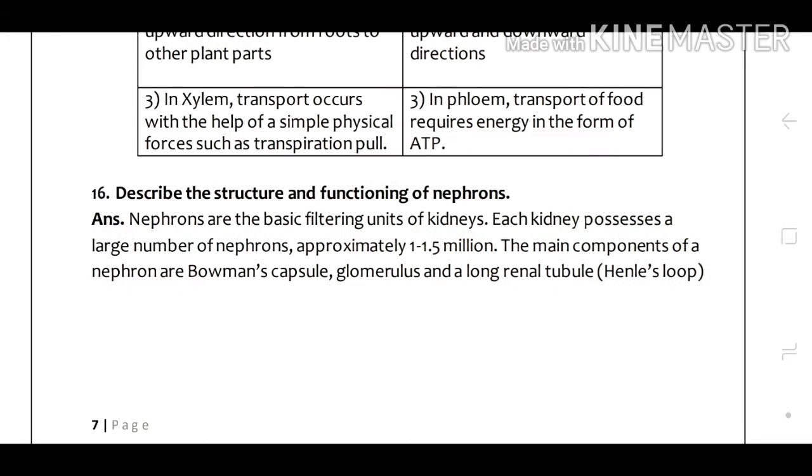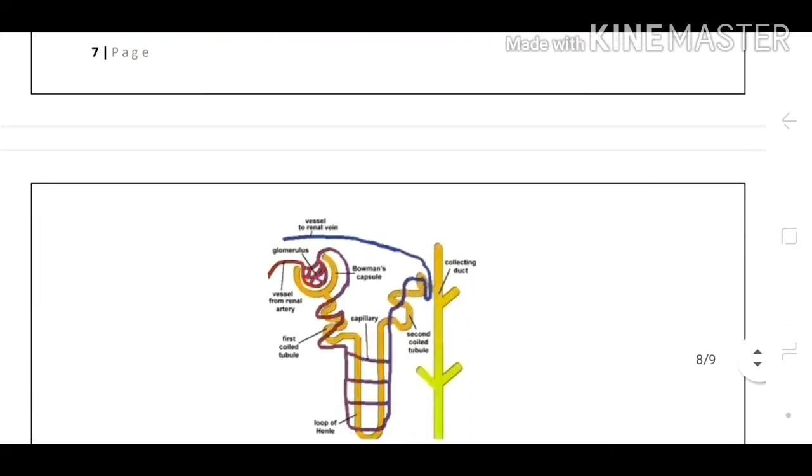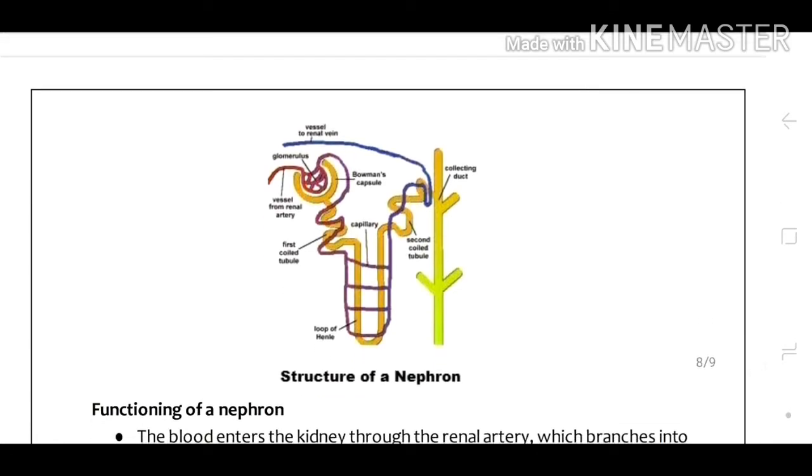Question number 16. Describe the structure and functioning of nephrons. Answer. Nephrons are the basic filtering units of kidneys. Each kidney possesses a large number of nephrons, approximately 1 to 1.5 million. The main components of a nephron are Bowman's capsule, glomerulus, and long renal tubule. So, this is the structure of a nephron.